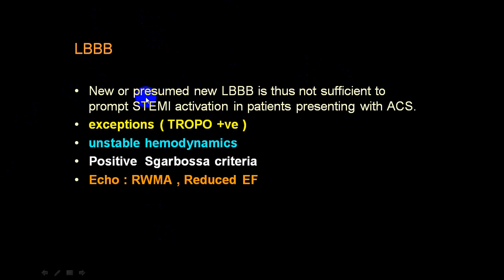If there was an old LBBB and there is troponin positivity and unstable hemodynamics, you go through the Sgarbossa criteria, and if they are positive, and on echo you get a regional wall motion abnormality associated with a reduced ejection fraction, this should be taken as more confirmative than the modified criteria. I end here.